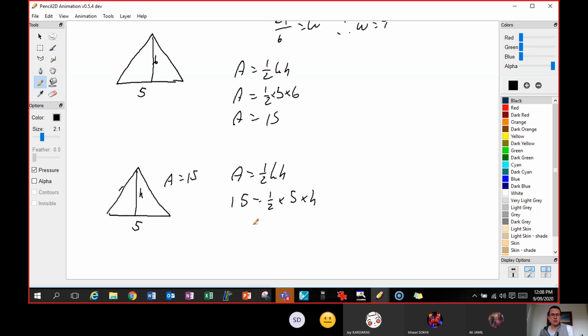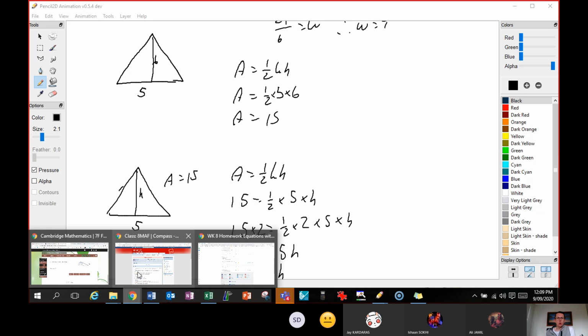So what I might do is times by 2 on both sides. A half times 2 is just 1. So that's going to make it 30 equals 5h, because that's going to be 1 times 5h. Now I can divide by 5 on both sides. The height equals 6. So we can use this for many, many different situations.